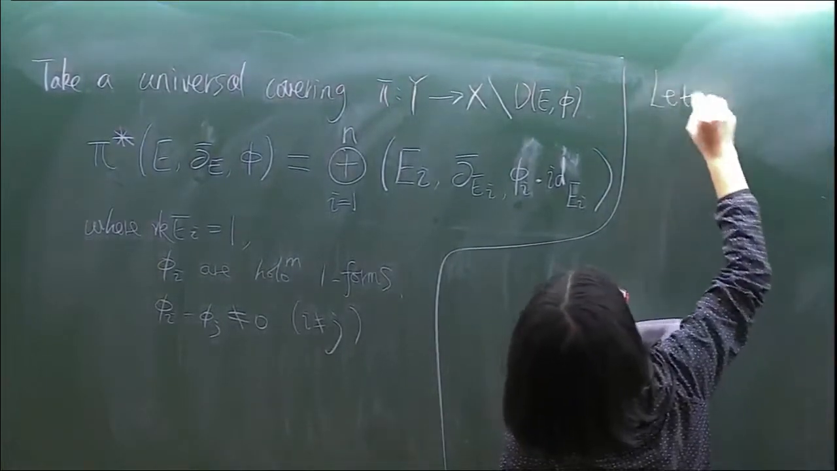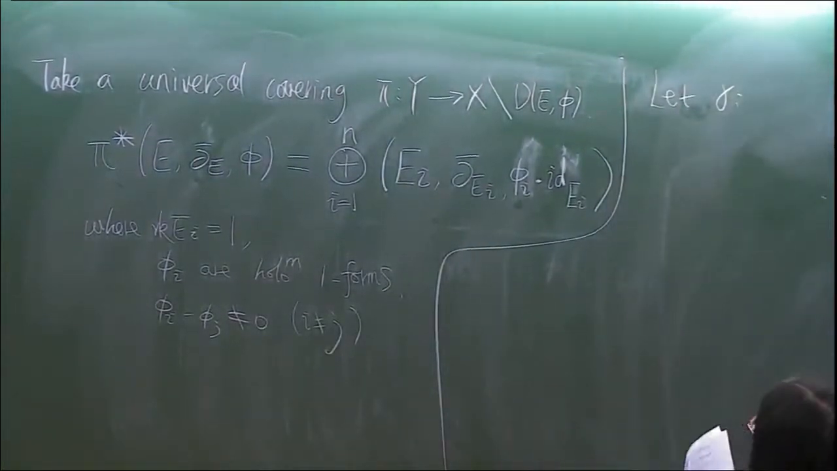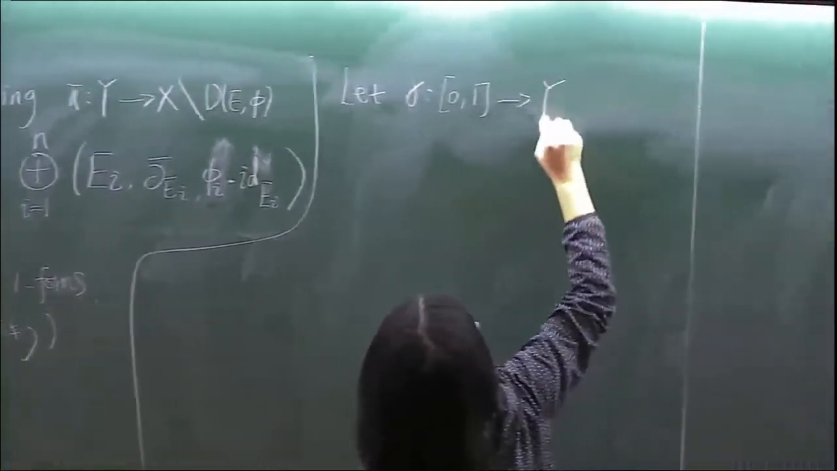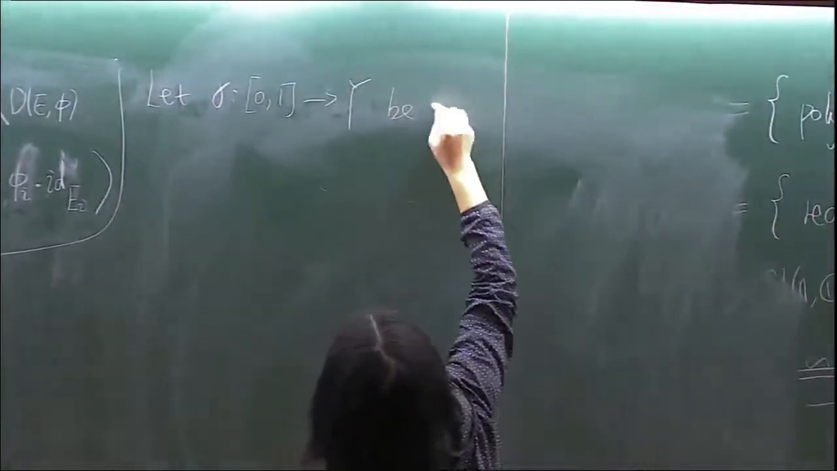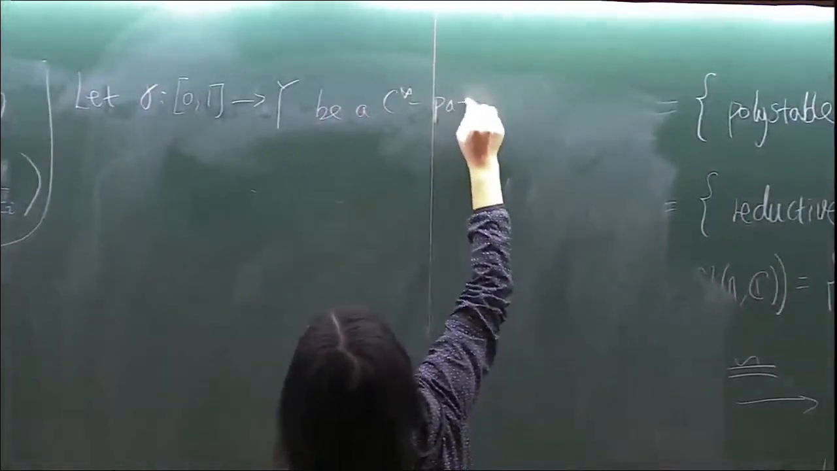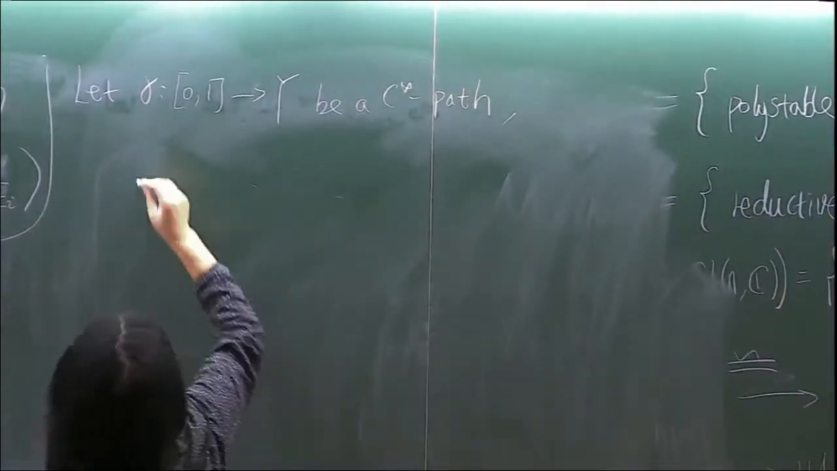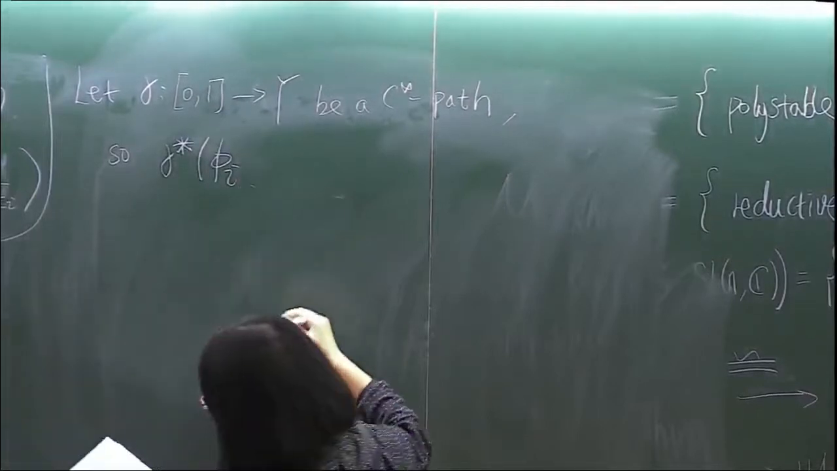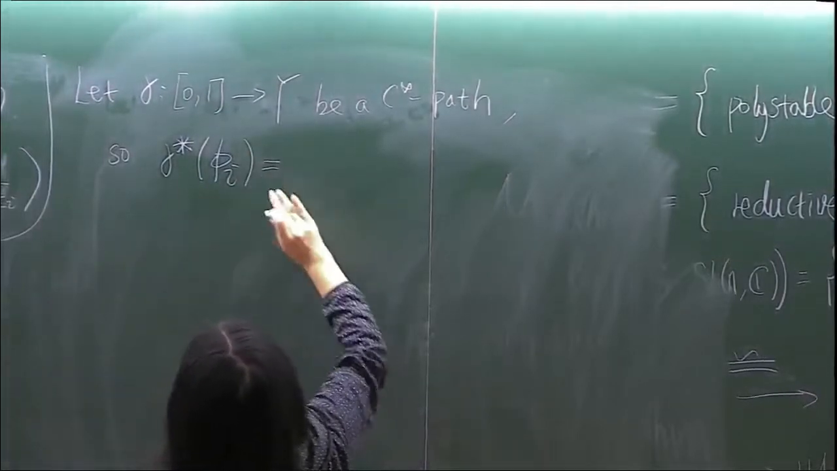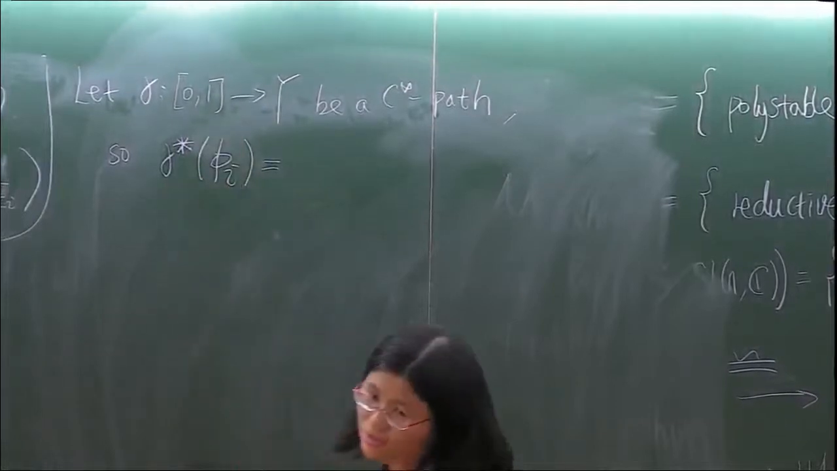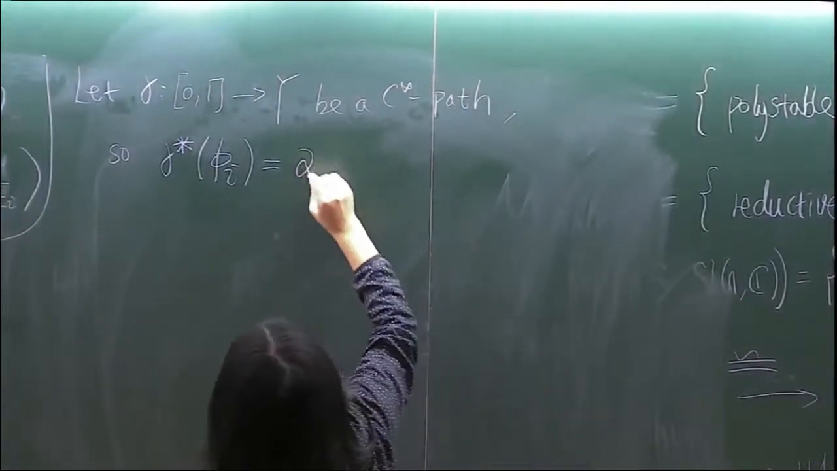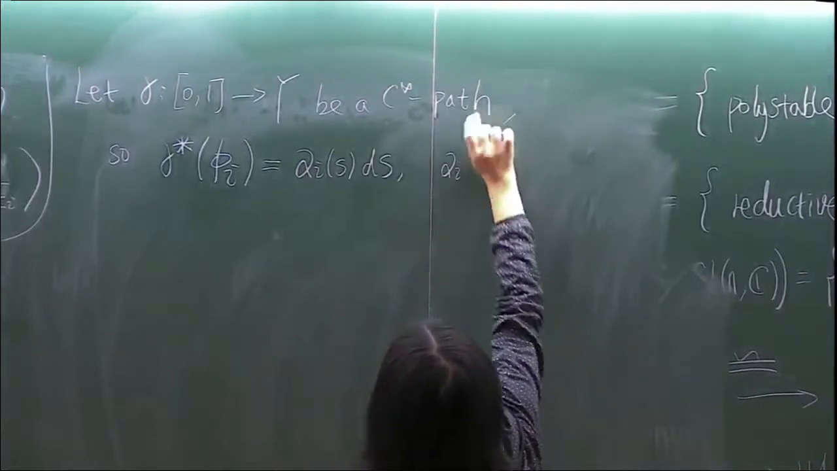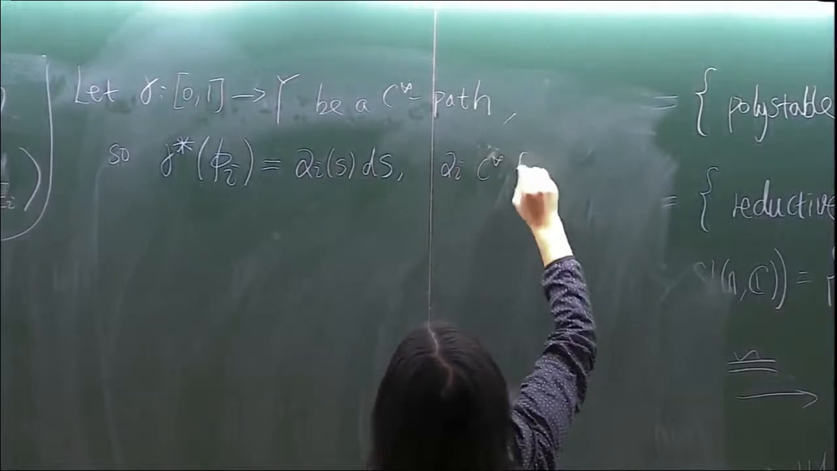So now we consider any path in this Y, a smooth path. We have the expression of this phi. Phi on Y, pulled back to the [0,1] interval, becomes alpha_i(s) ds, where alpha_i is a smooth function on the interval.